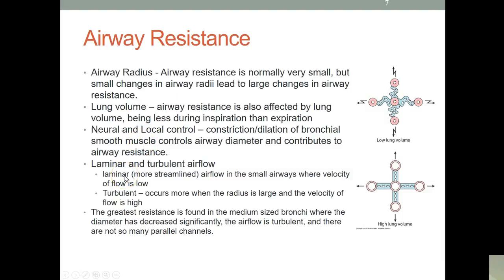And then whether the airflow is laminar or streamlined, where the velocity is low, that makes for less airway resistance. Where the airflow is turbulent, and this occurs in some places where the radius is large but the velocity of flow is high, this makes more resistance. Overall, the greatest resistance is found in the medium-sized bronchi, where the diameter has started to decrease significantly, but the airflow is still turbulent, and there are not so many parallel channels.